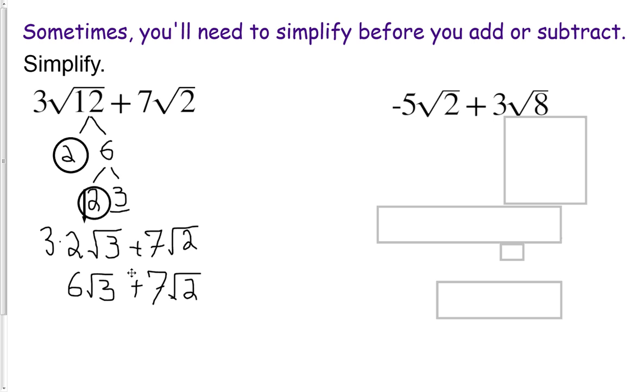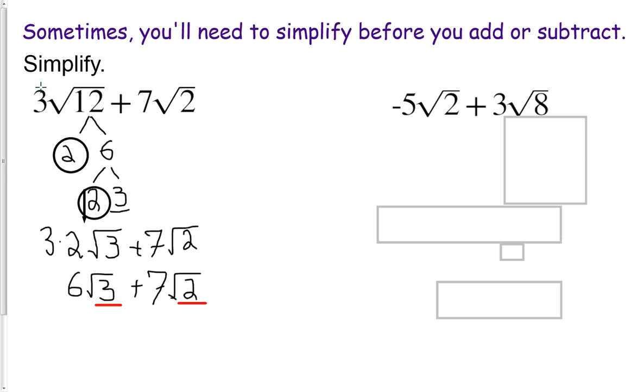And 7 is still there. And now we see, does it match? Square root of 3, square root of 2 doesn't match. Because we worked to get to this point, that's our answer, right? But if that was the original question, we'd have to rewrite it, right? So that's our final answer, 6 root 3 plus 7 root 2.